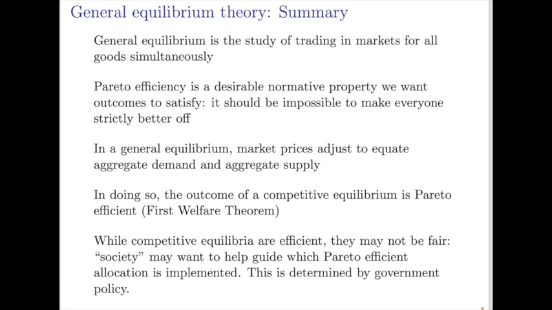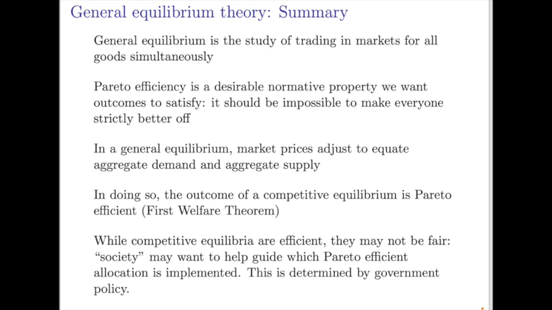Now, in a general equilibrium, the market prices adjust so that the market demand equals the market supply. And in doing so, this is going to result in an allocation, which we call the competitive equilibrium allocation, and that allocation is going to be Pareto efficient. And that's what the first welfare theorem tells us.